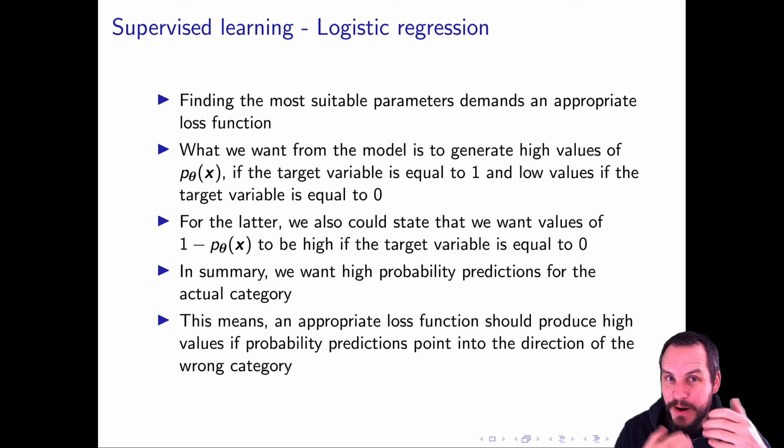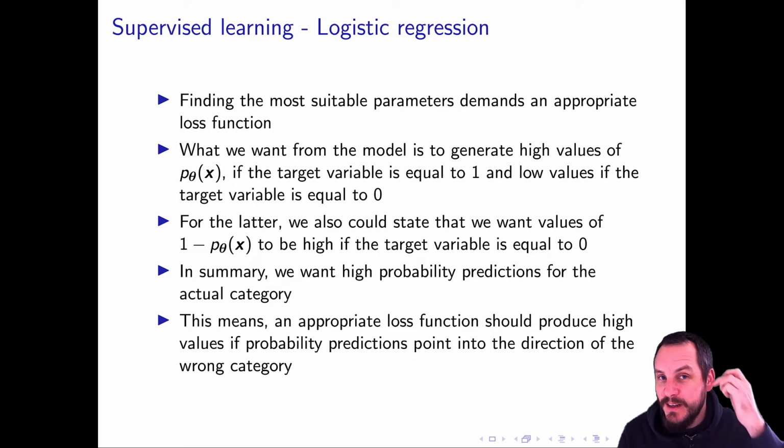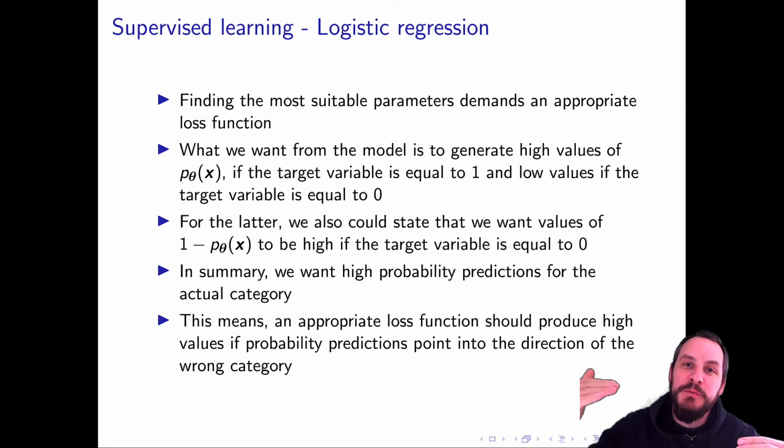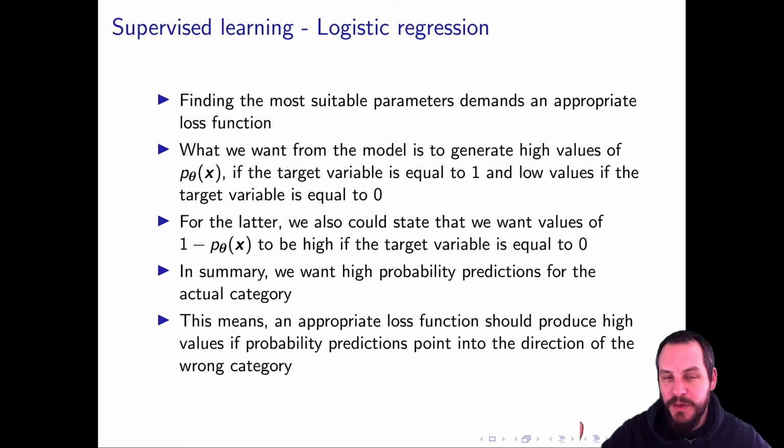We need to set the parameter estimates such that they generate high probability predictions for category 1 if we really observed category 1, and at the same time this probability prediction should be low if we observed the other category. I hope this makes sense to you. To say it more easily, we want to make predictions that really correspond to what we are observing.